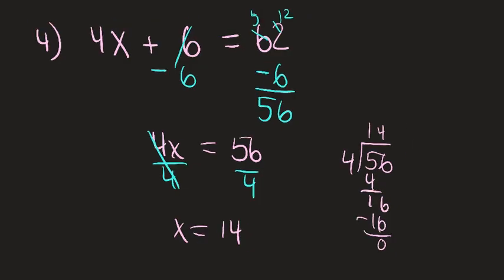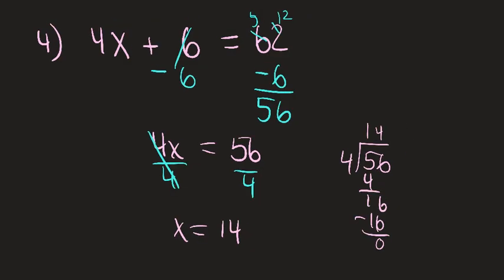The correct answer is x equals 14. So my first song was minus 6, minus 6. This made 56. I rewrote the question, divide by 4, divide by 4. My scratch work's over here. X equals 14.